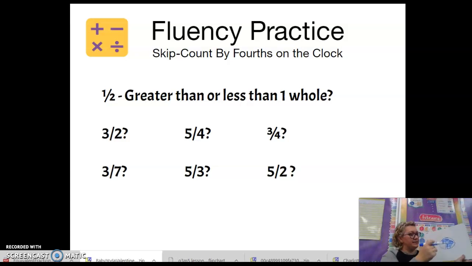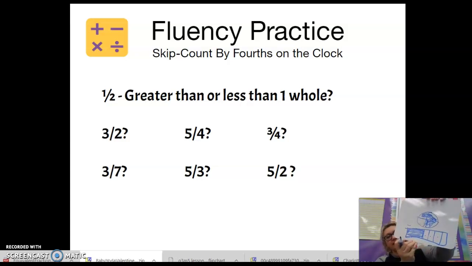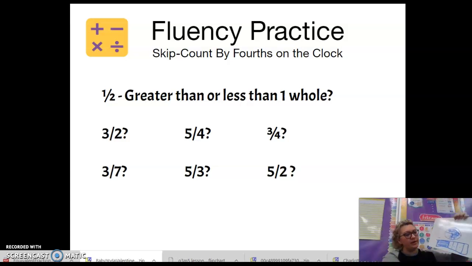Okay, 3/7. So I'm going to draw a box with 7 pieces in it. So if you can draw the bottom number, hold on, I'll show you. 1, 2, 3, 4, 5, 6, 7, and I shade in 3 of them. So here's my box with 3 shaded, 3/7. Is 3/7 less than 1 whole? Yes, because it would need to be the whole thing.